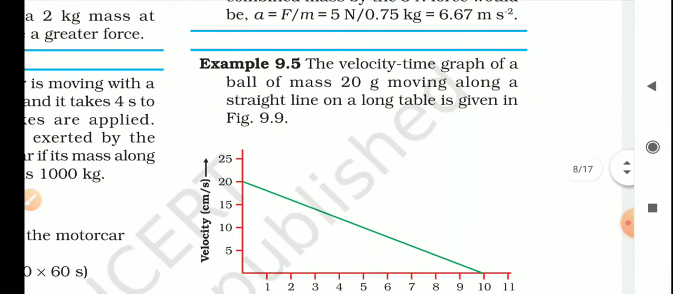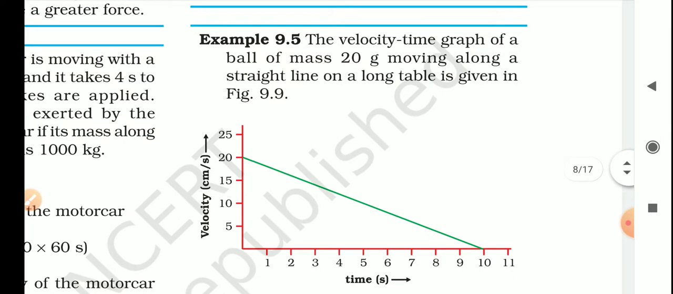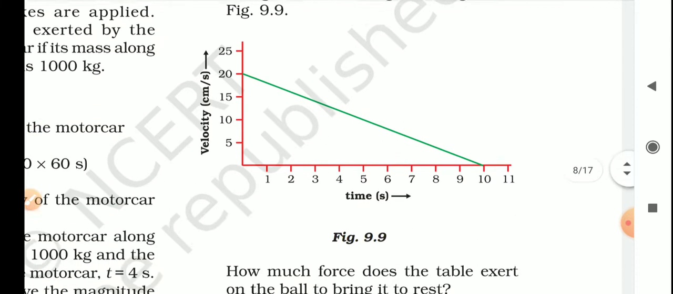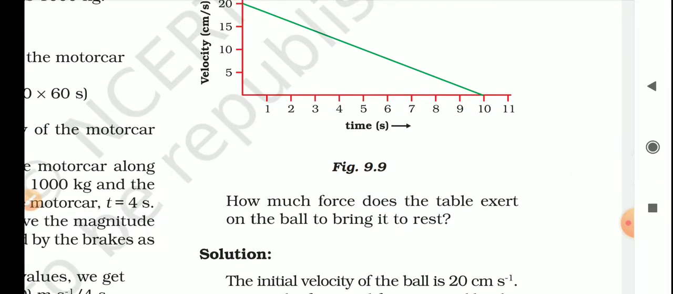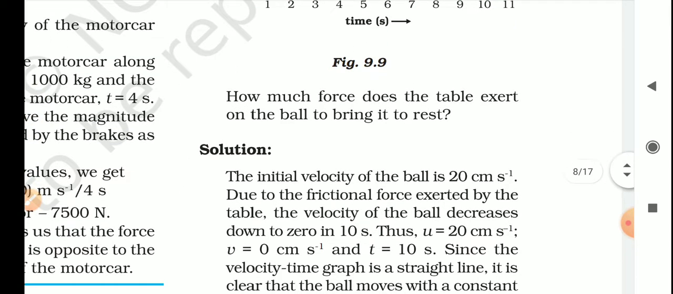Last question: the velocity time graph of a ball of mass 20 gram moving along a straight line on a long table is given in this figure. So how much force does the table exert on the ball to bring it to rest? So force exerted by the table means what? The frictional force. Because of the frictional force, the ball will be coming to rest after a few seconds. So first write down the given data.